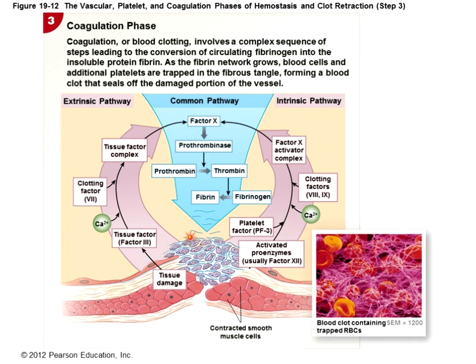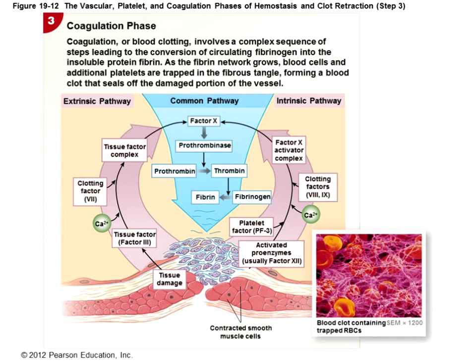So as that fibrin network grows, the blood cells and the platelets get trapped in it, and they form a clot that seals off the damage of the blood vessel, and it also is going to keep that platelet plug from dislodging and just floating through the bloodstream.